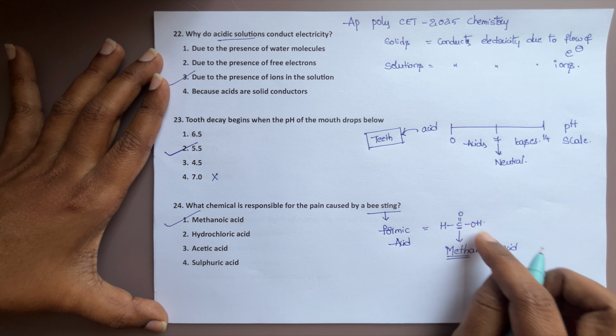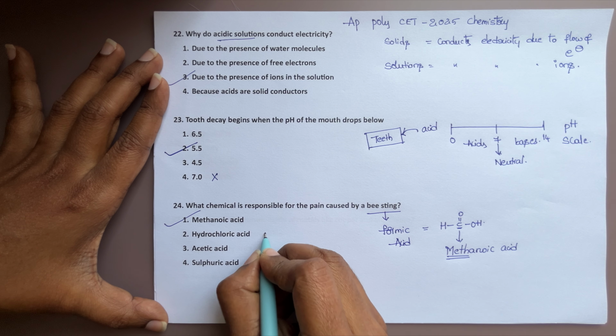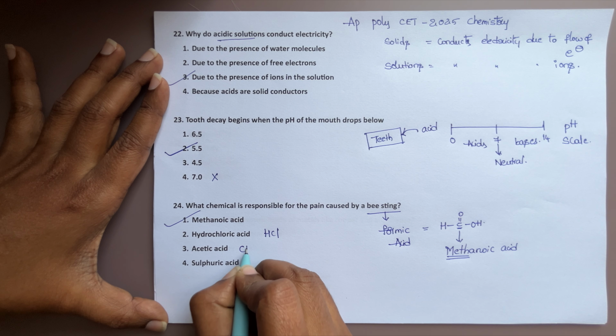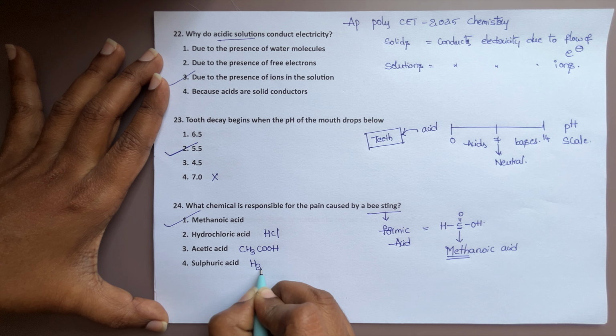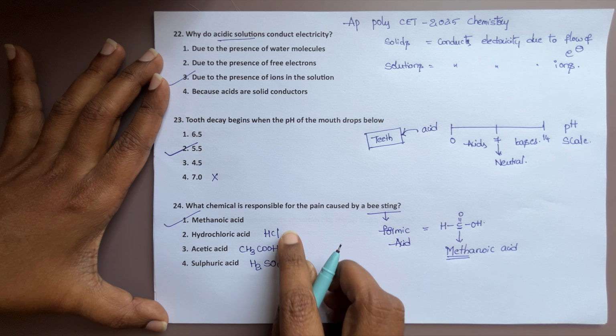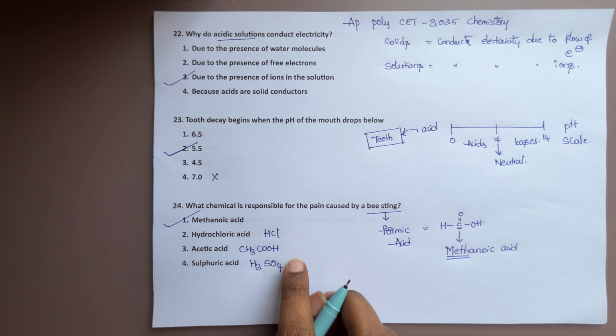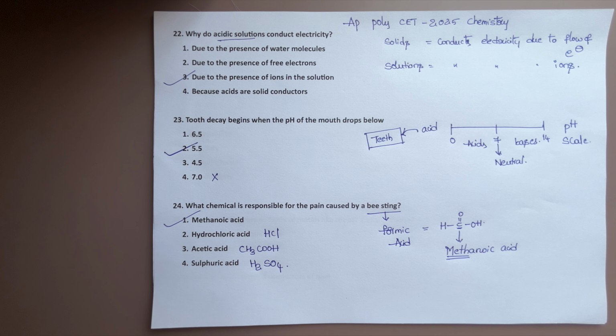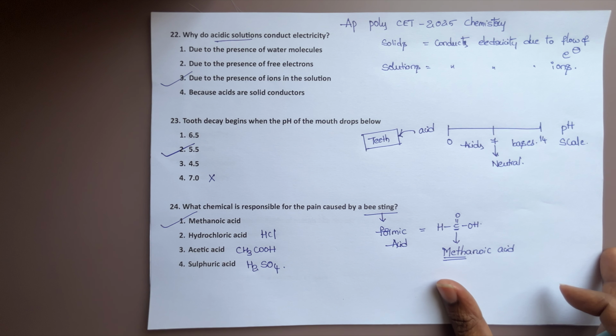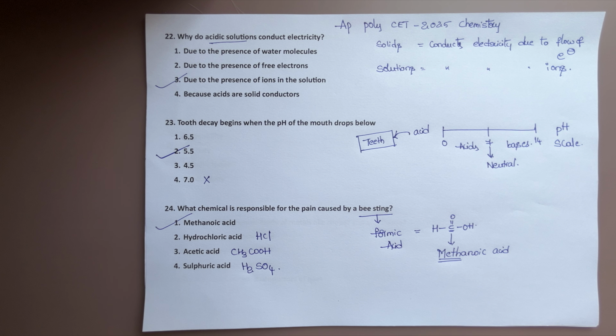Its formula is HCOOH, also called methanoic acid. Hydrochloric acid is HCl. Acetic acid is CH3COOH. Sulfuric acid is H2SO4. These are not responsible for a bee sting. So the pain is due to formic acid. If you have any doubt, comment below. I'll clarify your doubts.